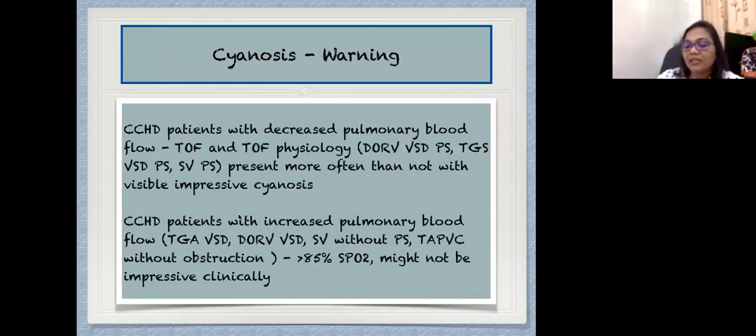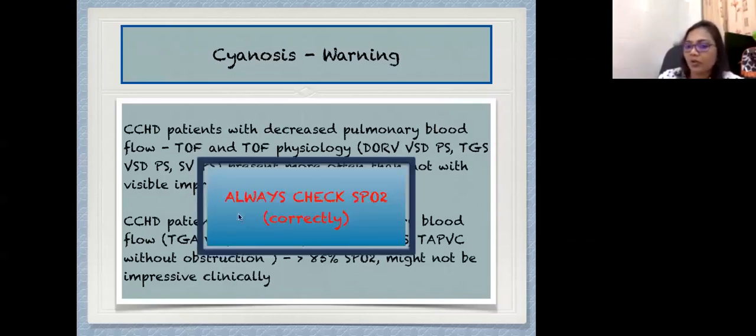So that is why it is extremely important to check SpO2 in all patients if you want to rule out heart disease.